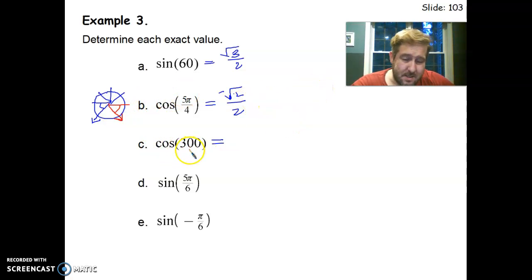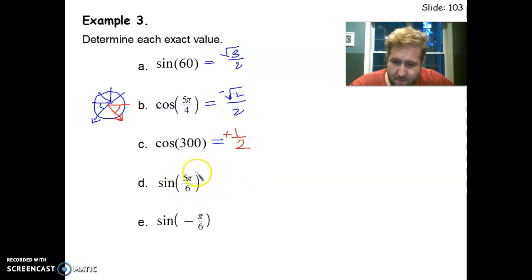So cosine of 60 degrees happens to be 1/2. Now, the second thing I need to ask myself is, is it going to be positive or negative? If it's in the fourth quadrant, it's cosine, then we know it's going to be positive because it's to the right of the center.